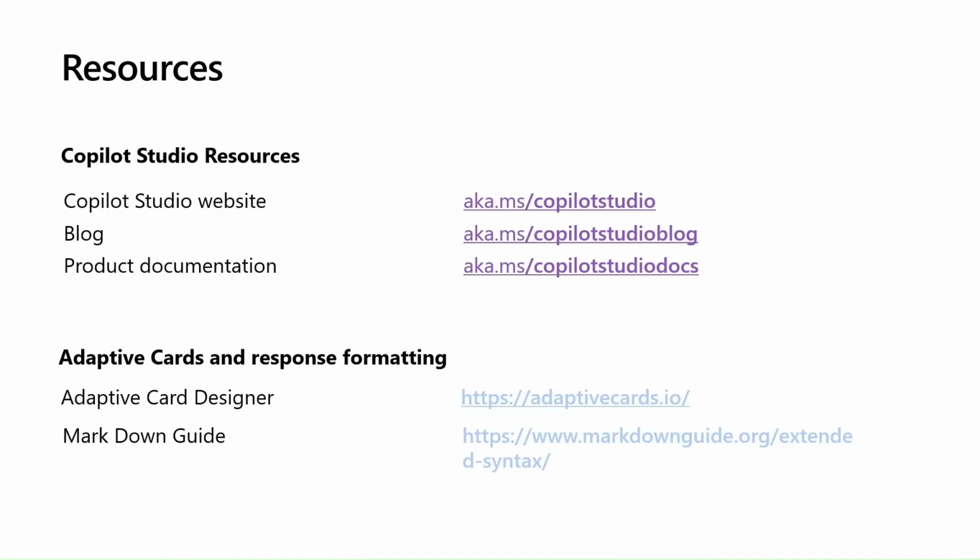The Copilot in Sales is using Markdown Guide for formatting. So if you want to format your output without using adaptive cards, this is the way to go. The good thing is, adaptive cards also support Markdown Guide.